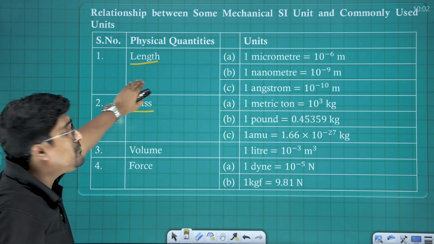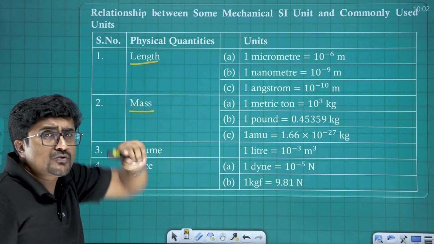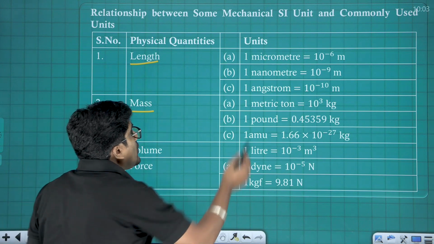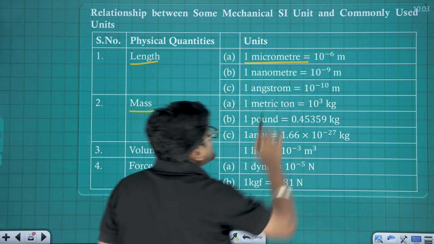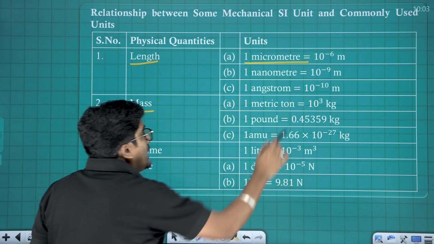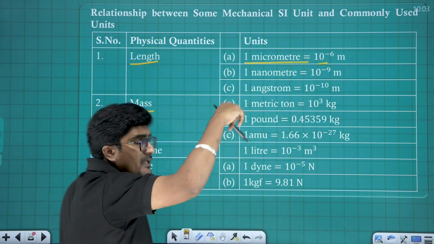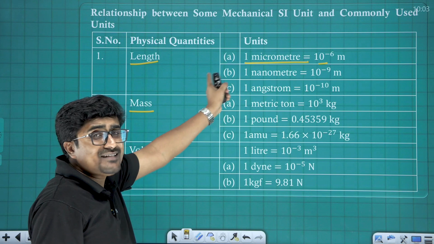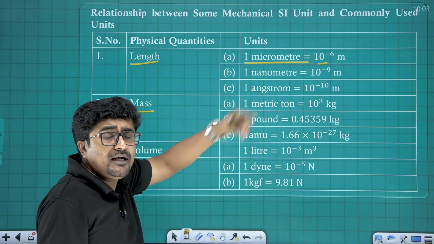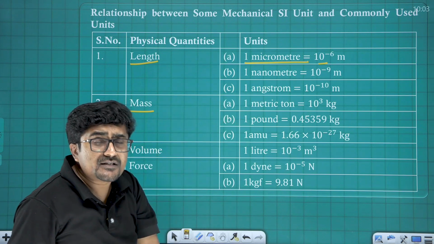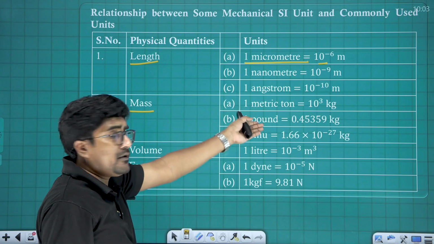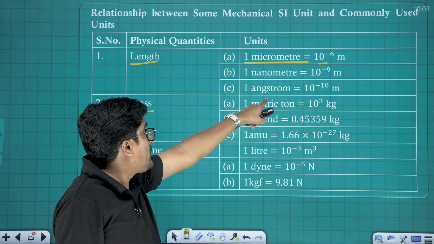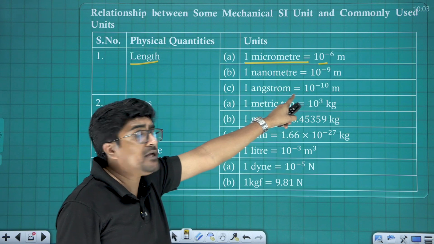First comes length. As per the SI system, the unit is meter, and here I have another famous unit, 1 micrometer, that is 10 to the power minus 6. Next is nanometer, 10 to the power minus 9. Another one is Angstrom. While dealing with atomic physics and nuclear physics, this particular unit is very popular. It is 10 to the power minus 10.